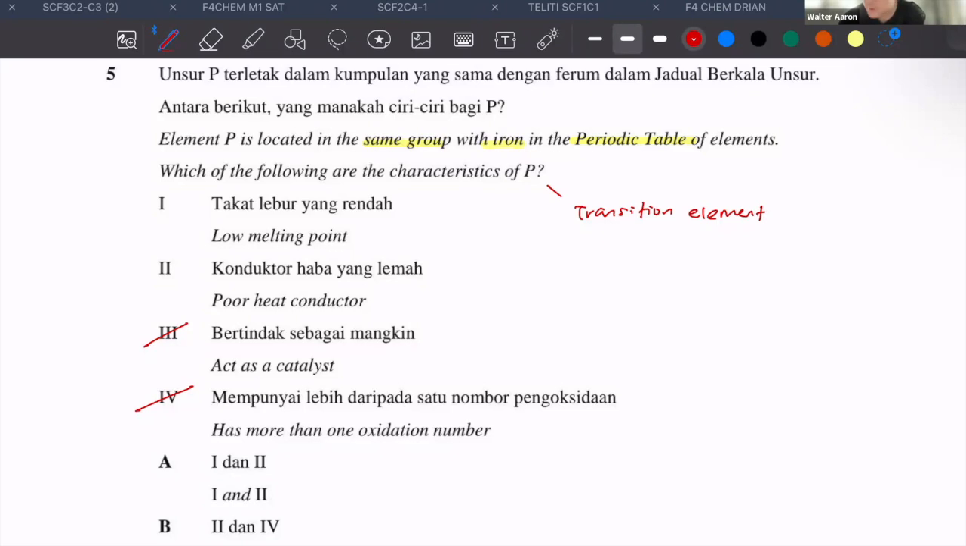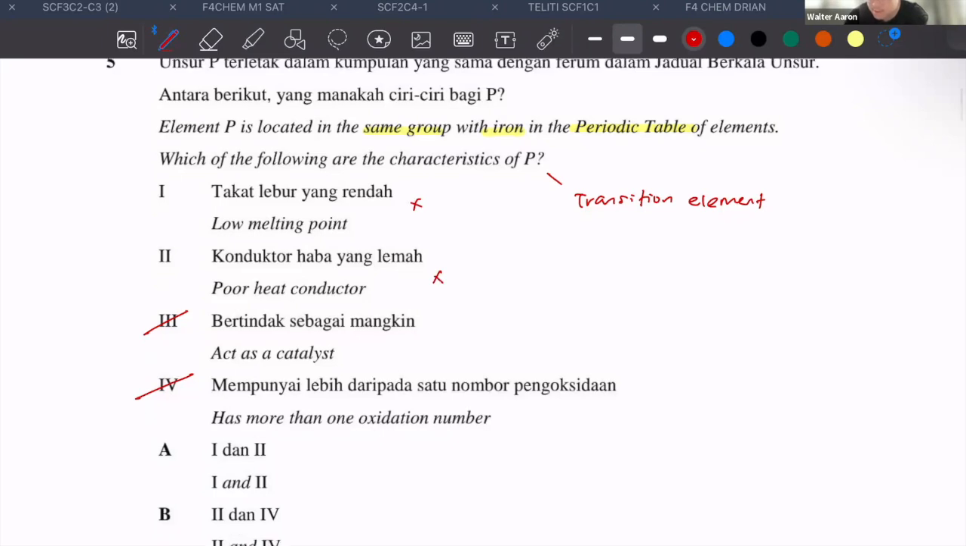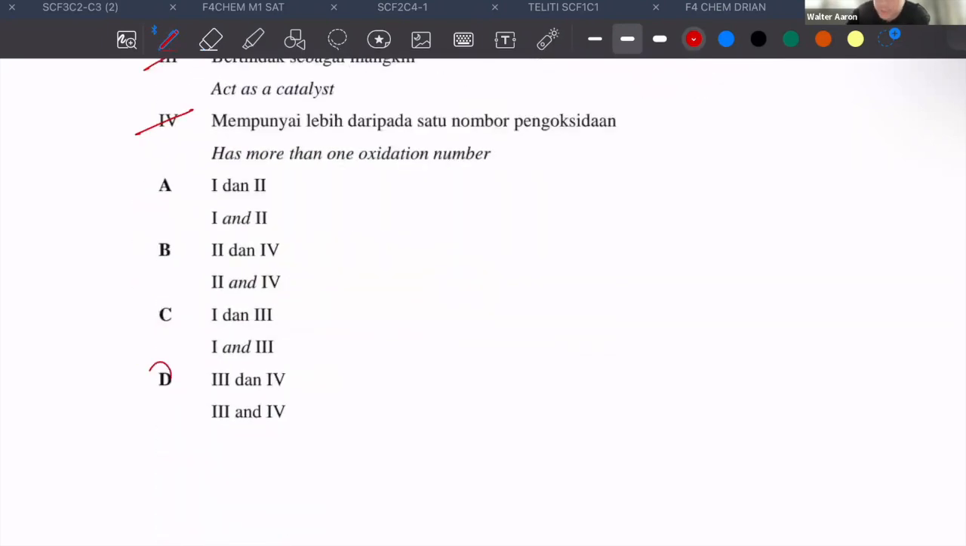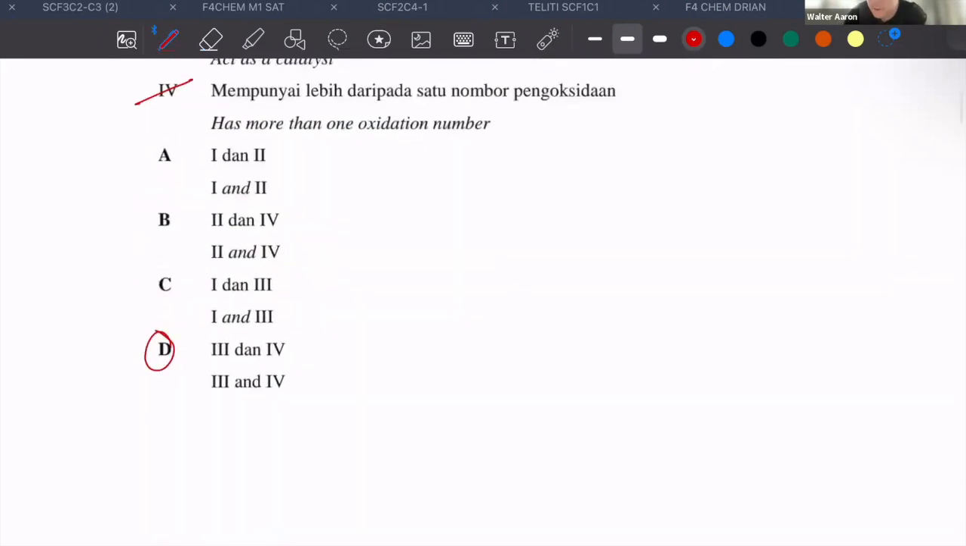Definitely 1 and 2 are wrong, because as a metal in the transition element part, it must have a high melting and boiling point as well as being a good heat conductor. So therefore, these 2 are actually wrong. So the only possible answer here will be donkey. All right, 3 and 4.